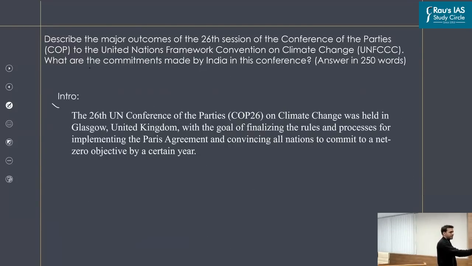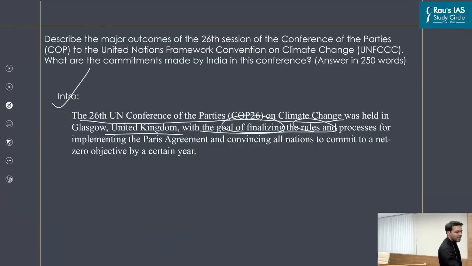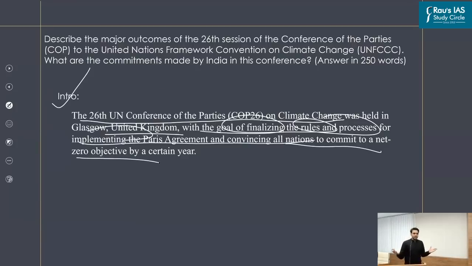So as I already highlighted, the 26th Conference of Parties on climate change was held in Glasgow with the goal of finalizing the rules and processes for implementing the Paris Agreement and convincing all nations to commit to a net zero objective by a certain year. Fair enough. These were the only two expectations because of which all the nations decided to meet at Glasgow. And that is why, especially after the disaster of Madrid, the nations were very excited, especially the developed nations, because they thought that first they could get countries like India and China to agree to a net zero emission year which is earlier than 2050.